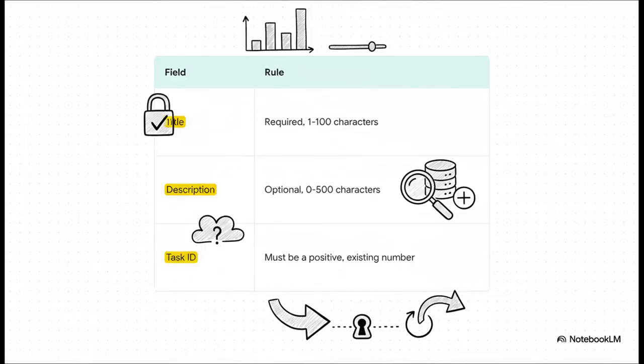Now, what's really interesting here isn't just the rules themselves, it's the discipline they represent. I mean, by requiring a title and setting character limits, the app stops you from entering junk data. By demanding a valid ID before it lets you update or delete something, it prevents all sorts of errors. This isn't just a list of rules. It's like a built-in defense system to keep the data clean and predictable, even in an app this simple.